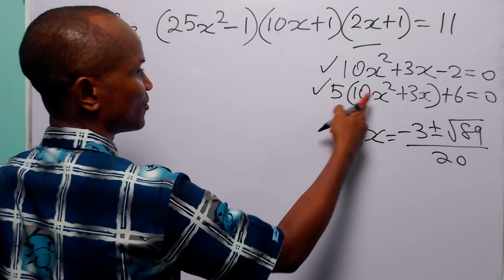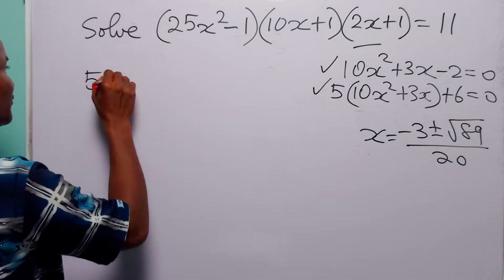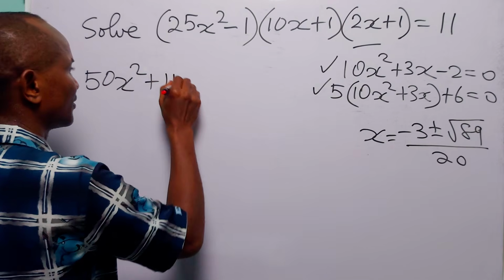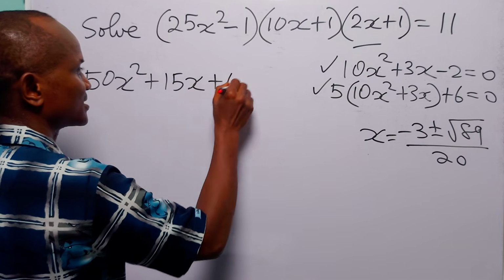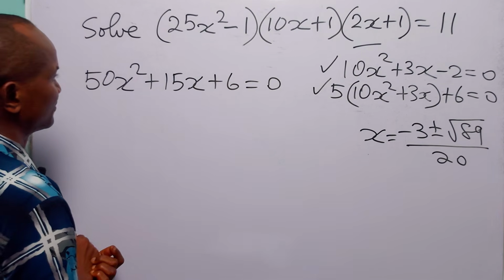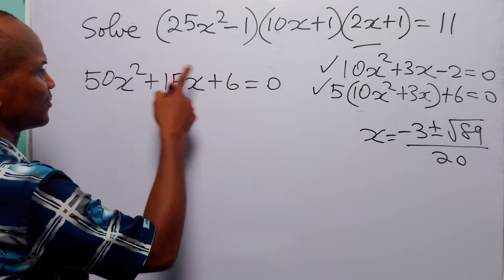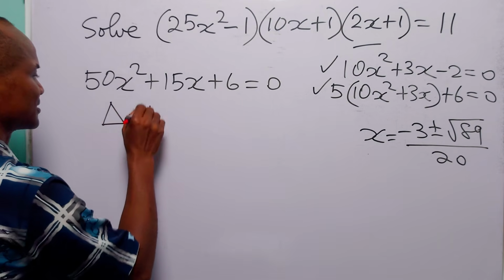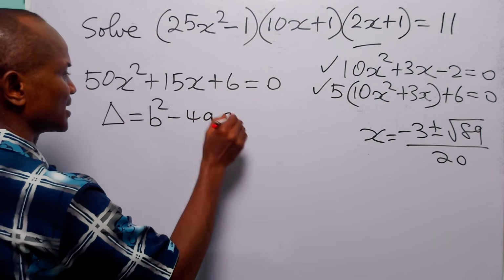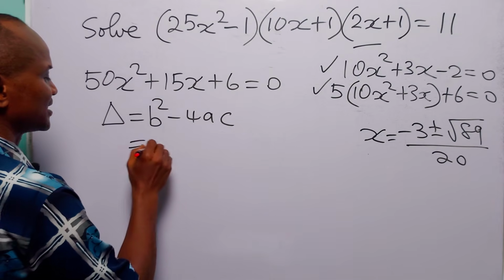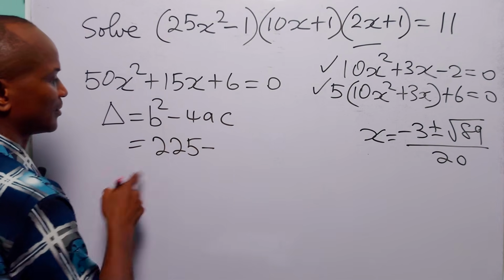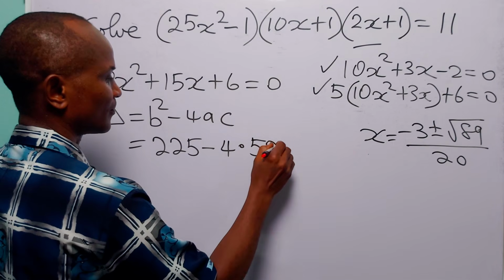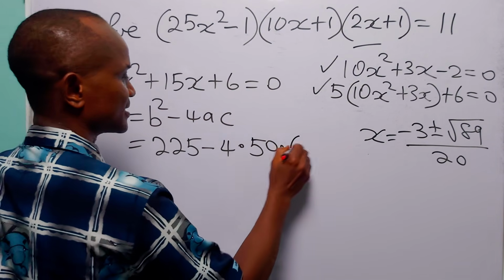Now, in the second case, we have 50x squared plus 15x plus 6 is equal to 0. Now, I don't think that this quadratic equation is going to yield any real roots, but let us be sure. We have the discriminant, which is b squared minus 4ac. Now, b is 15. 15 squared is 225. Minus 4 times a is 50. And c is 6.